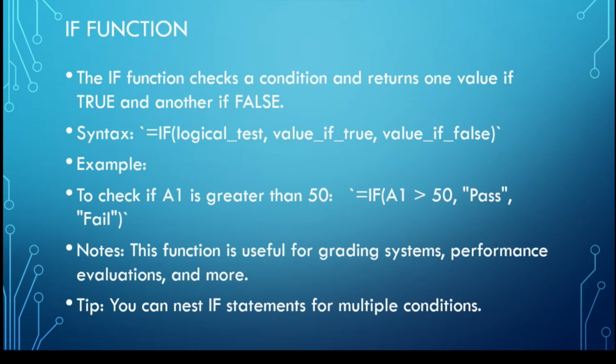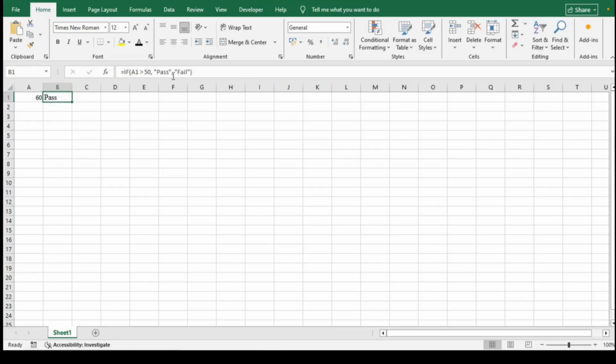The IF function. The IF function checks a condition and returns one value if it is true and another if it is false. The syntax for this function is equals IF followed by logical test, value if true, and value if false. For example, to check if A1 is greater than 50, you can write equals IF A1 greater than 50, pass, fail, then click enter. This function is useful in many areas like grading systems, performance evaluations, and more.